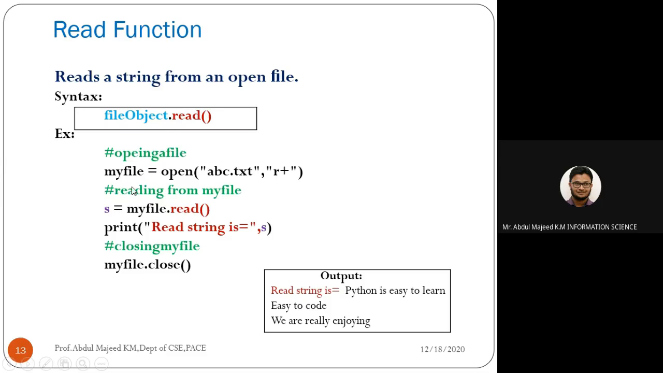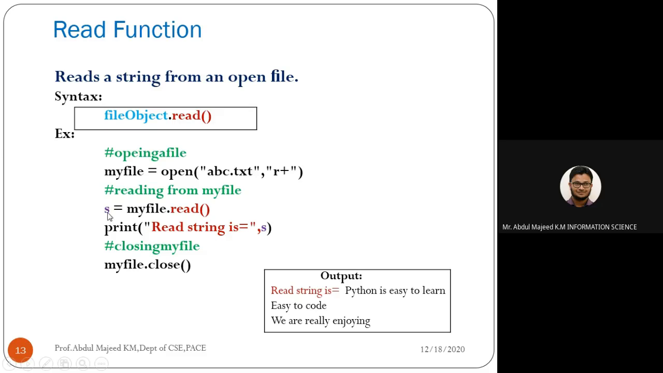Okay, so you can see an example. Remember, if you want to perform read, then you need to open a file. So my file is equal to open abc.txt in read mode or write mode or append mode. Okay, better to open in append mode. Then s is equal to my file dot read. I'm calling the read function with the file object my file. So it will read the content, and the content is copied to a variable called s. Fine. Then I'm displaying, print read string is, the content of s.